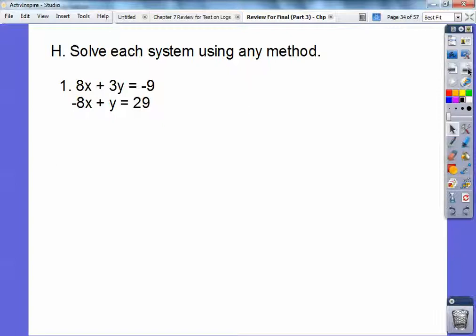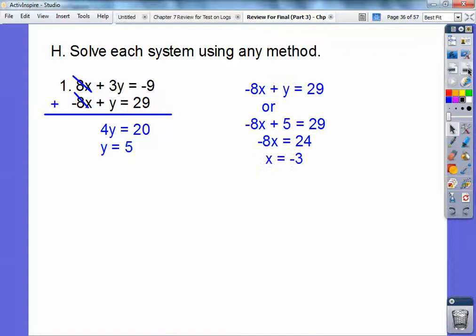Okay, solve the systems using any method. This guy's set up with the positive 8x and negative 8x. It's set up to go ahead and add them together. 3y plus y is 4y, and that equals 20, so y equals 5. Then you can plug in y equals 5 anywhere. I chose this bottom equation, -8x plus y equals 29, so plug in y equals 5 right there. Subtract 5 from 29, you get 24, so x equals -3. It's written as an ordered pair, x comma y.